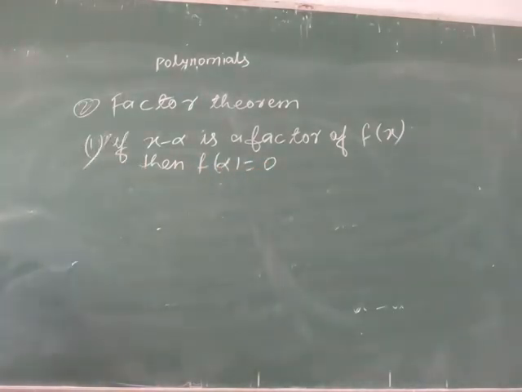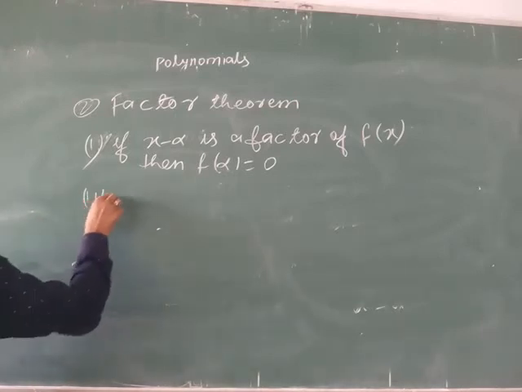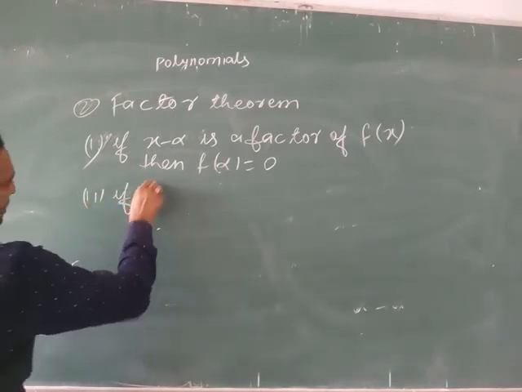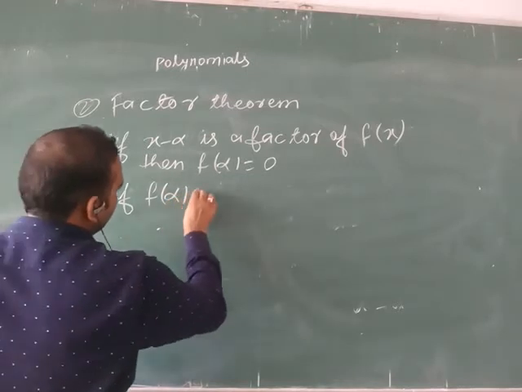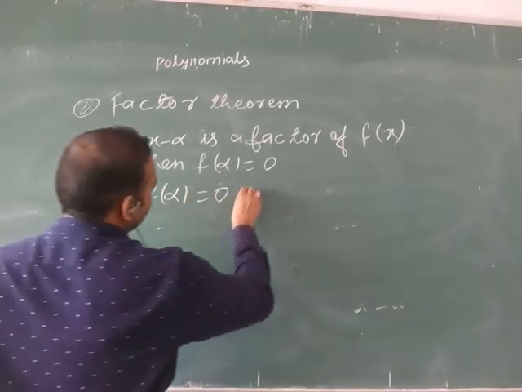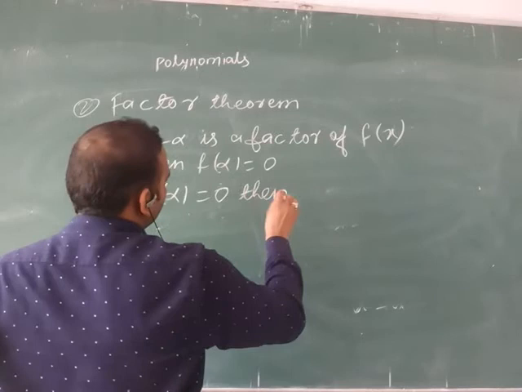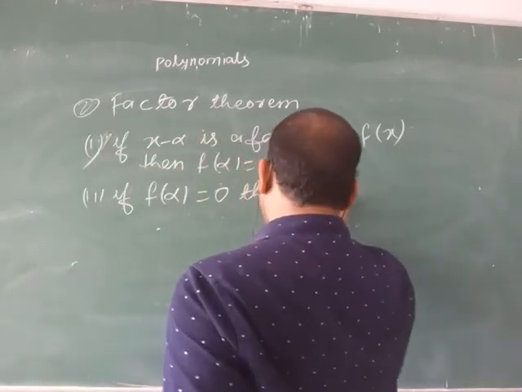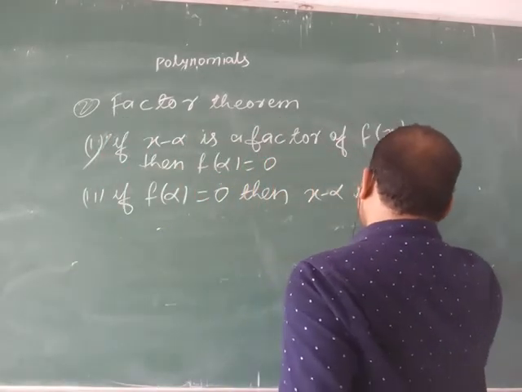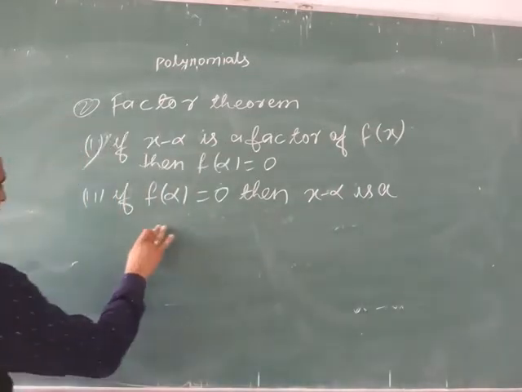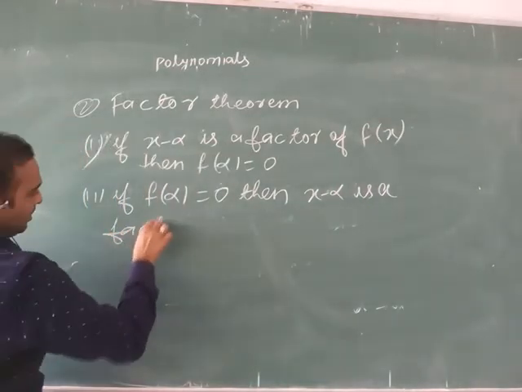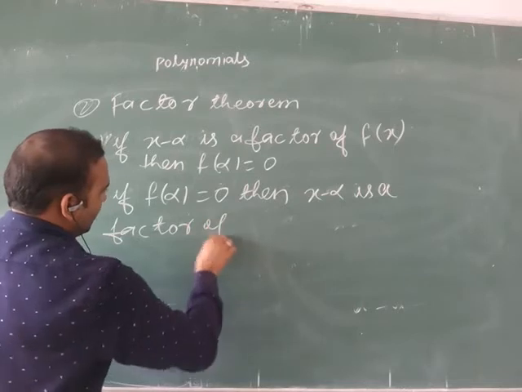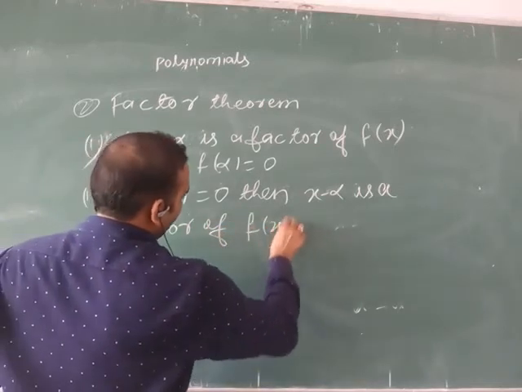And the second is: if f(alpha) is equal to 0, then x minus alpha is a factor of f(x).